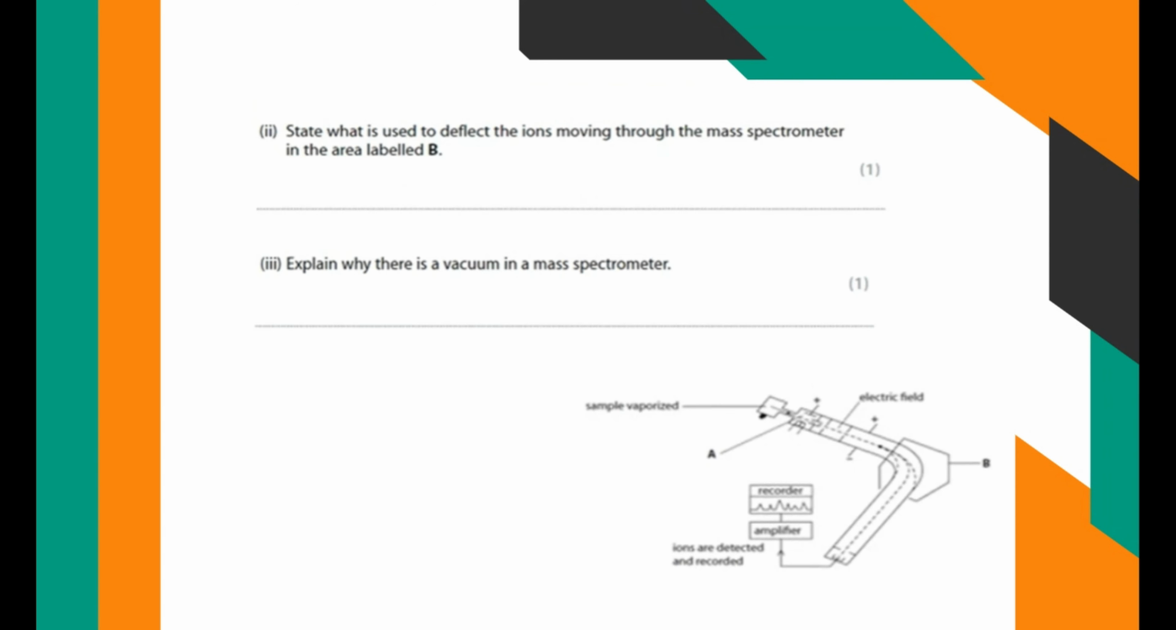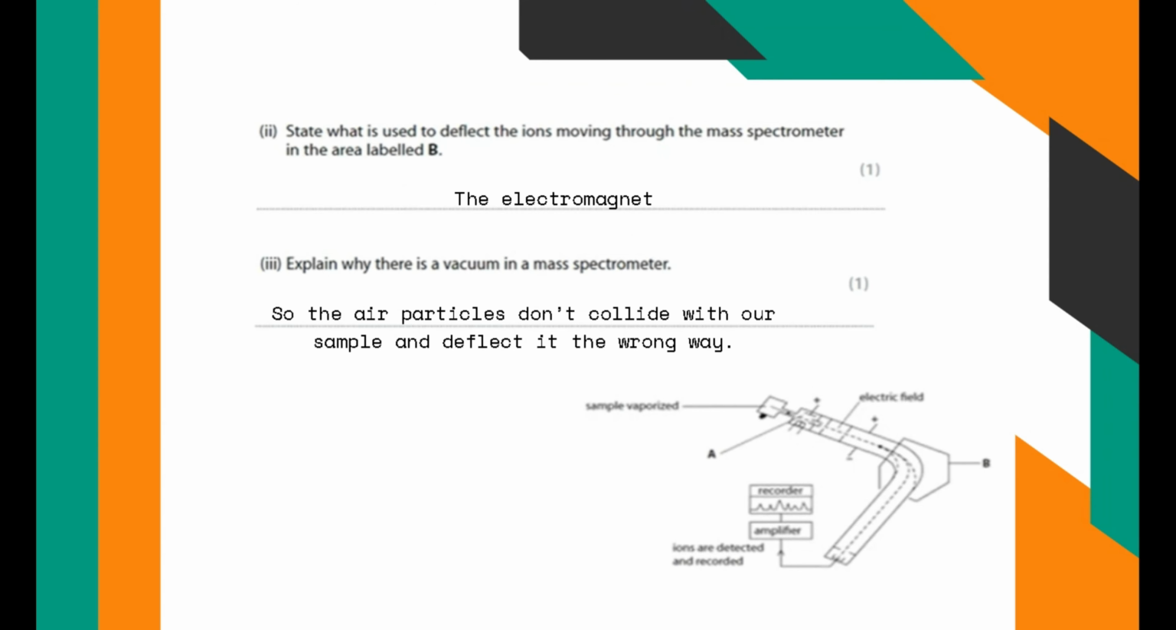State what is used to deflect the ions moving through the mass spectrometer in the area labeled B. If you look at the picture, B is the region where deflection occurs due to the magnetic field produced by the electromagnet. Explain why there is a vacuum in a mass spectrometer. So this is pretty simple. Air particles can collide with our sample ions and interrupt their deflection from their respective paths.